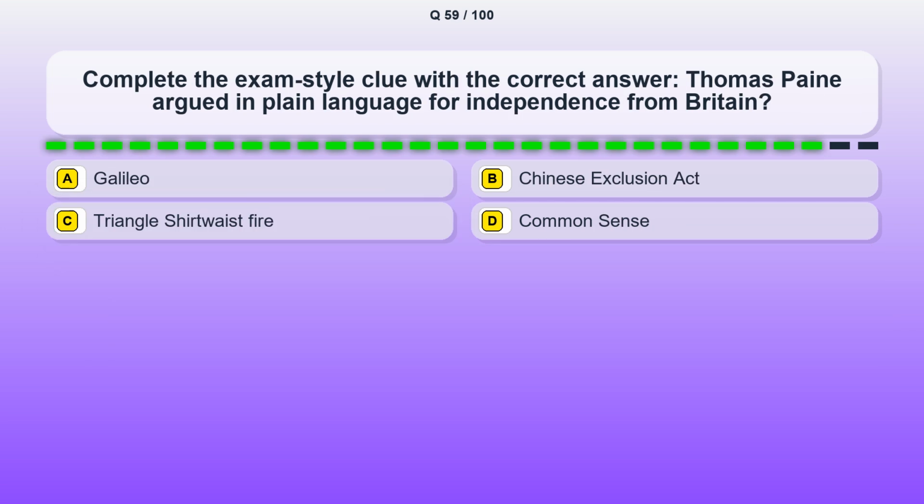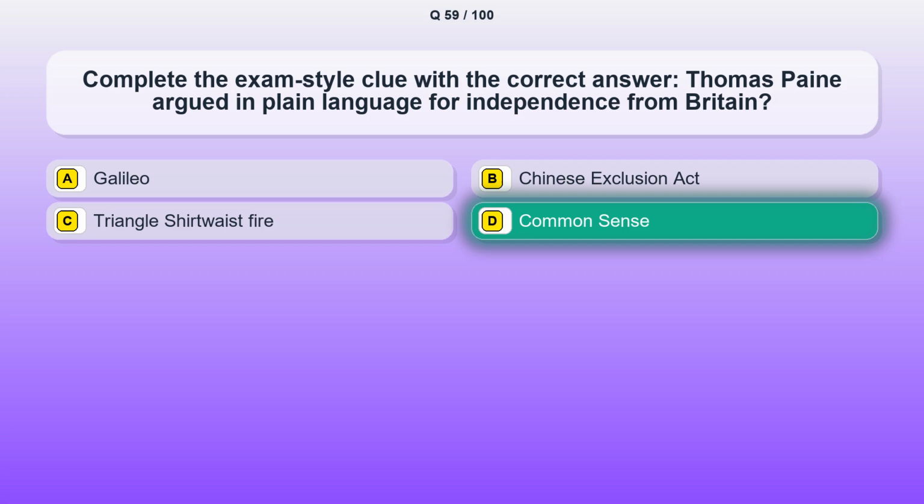Question 59. Complete the exam style clue with the correct answer. Thomas Paine argued in plain language for independence from Britain. Option A, Galileo. Option B, Chinese Exclusion Act. Option C, Triangle Shirtwaist Fire. Option D, Common Sense.